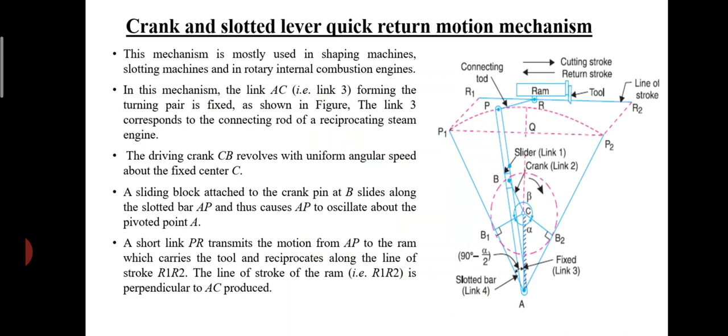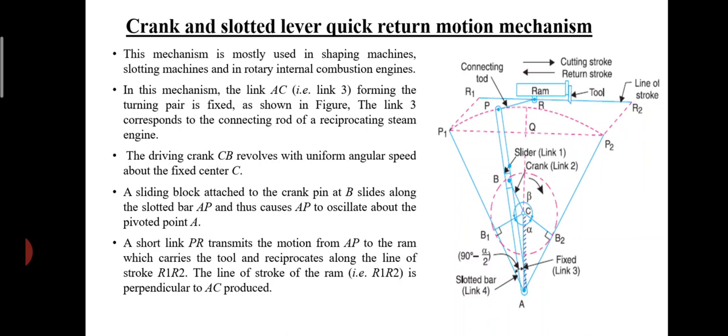Next, most important from the exam point of view in GTU, Gujarat Technological University: the crank and slotted lever quick return motion mechanism. This mechanism is mostly used in shaping machines, slotting machines, and in rotary internal combustion engines. When you study this mechanism theory, you should properly see the figure.